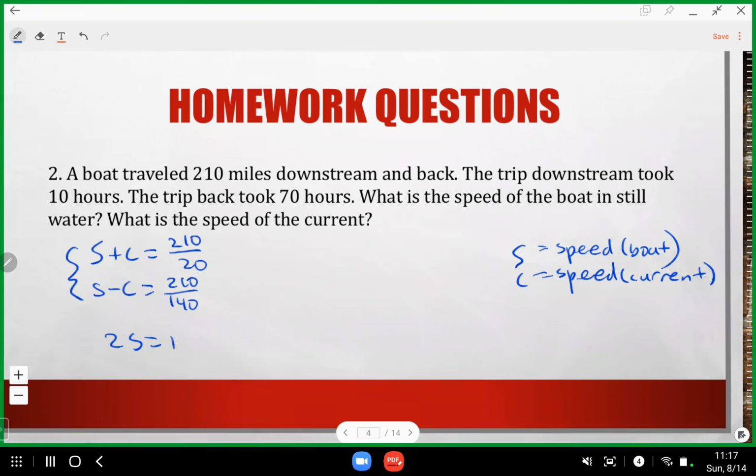So after we eliminate all the c's, we get that s is equal to 6. And after that, I plug 6 into every s in the first equation. So I got 6 plus c equals 21 halves. So c equals 9 halves, which is equal to 4.5.